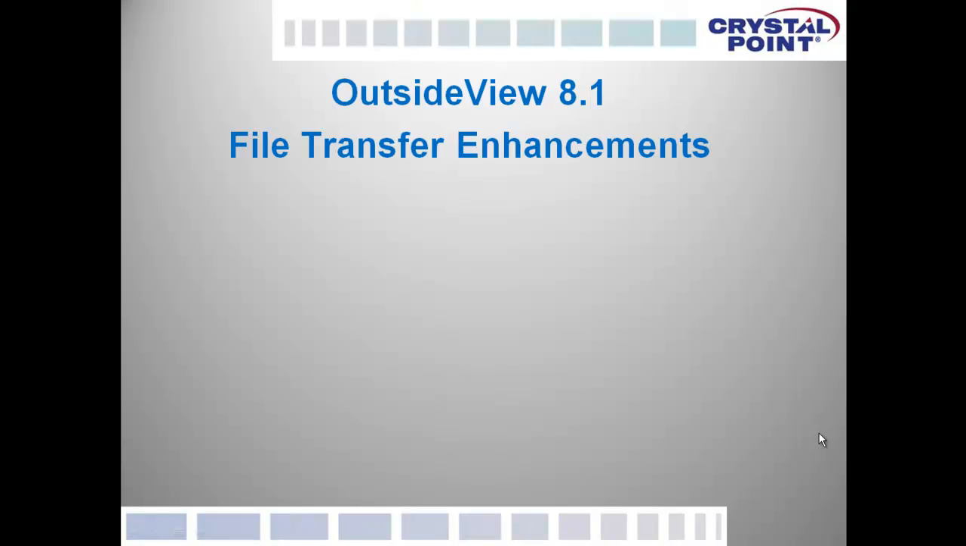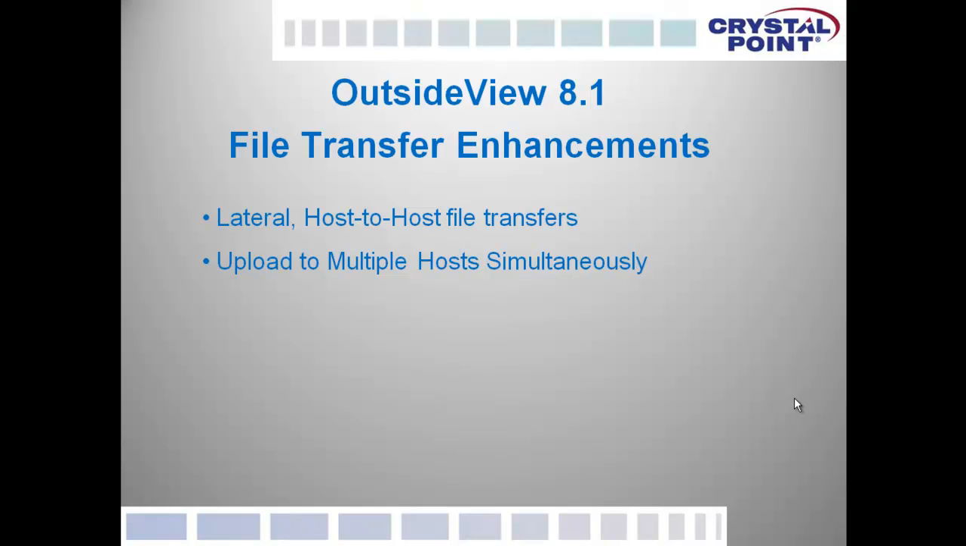This is another in our series of videos highlighting enhancements in OutsideView 8.1. This topic is file transfer. In OutsideView 8.1, we've given a number of new capabilities. These include the ability to do lateral, that is, host-to-host file transfers, an ability to upload a file from your PC to multiple hosts in a single operation.